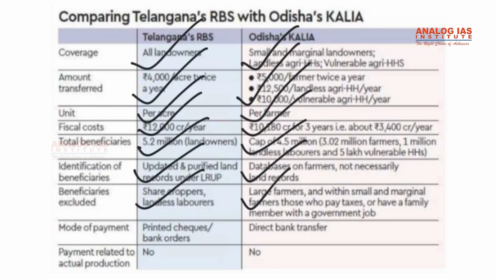The mode of payment under RBS is printed checks or bank orders, and in case of Kalia it's DBT. Is payment related to actual production? In both of them it is not related to actual production. So it is not an incentivizing scheme, it's only an income support scheme, both of them.